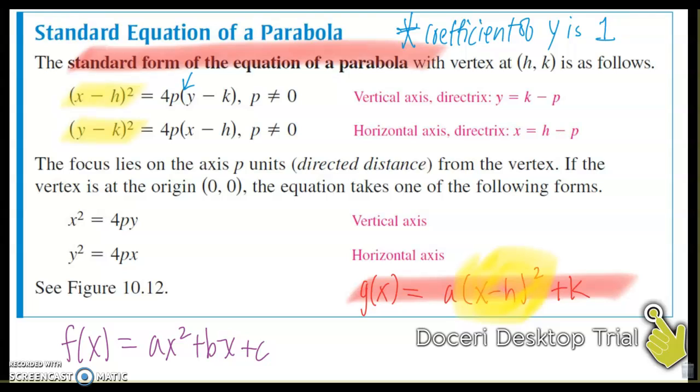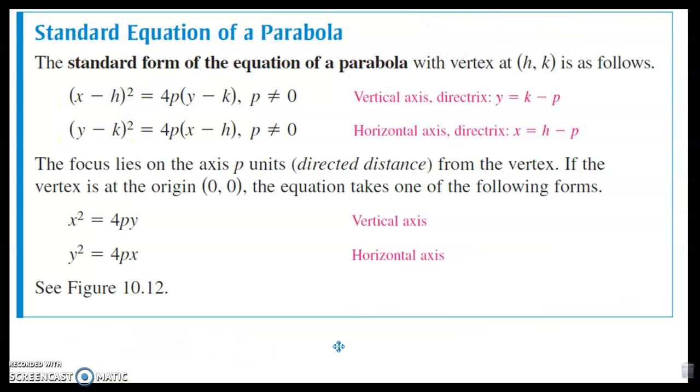Now, what does p represent? I think it's better if I show you a picture of what p represents, that way there's no confusion. All right, so go ahead and just pause this if you haven't already, and write down these formulas in your notebook. That way you can have them handy for when you're working on these homework problems.